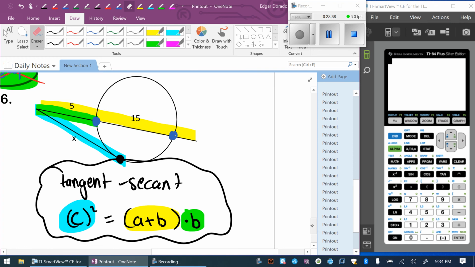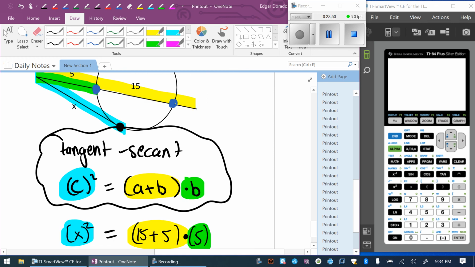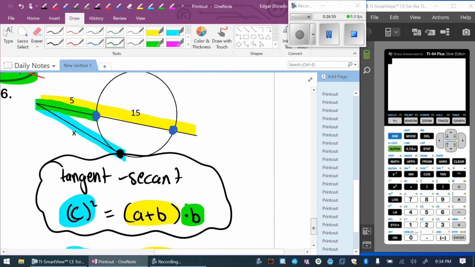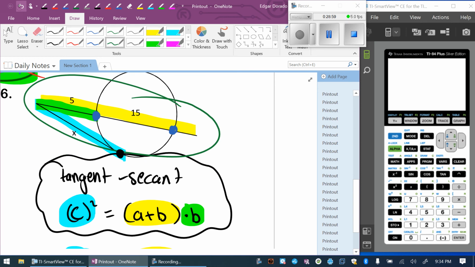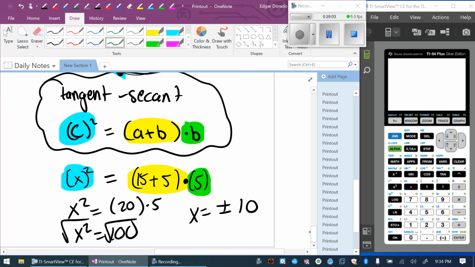So what was the formula for tangent and secant? It was the tangent squared, so c squared, equals the full secant times the external portion. Okay, tangent squared equals full secant times the external portion of that secant. Using the same colors here as I did here, pay attention to how I set up my equation, guys. This was x squared equals 15 plus 5 times 5. After solving that, I get x squared equals 100.